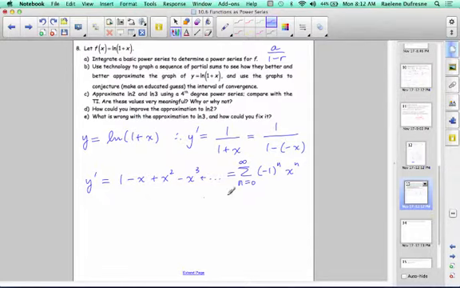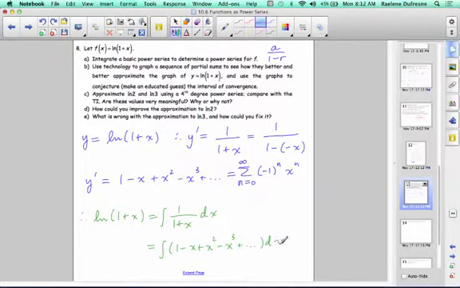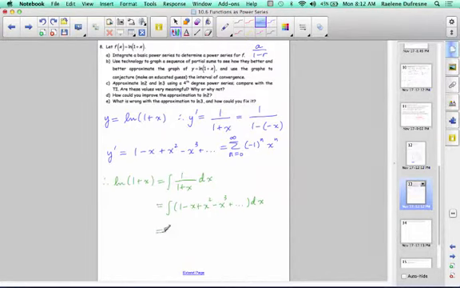And so from here, we want to take the antiderivative to get the ln of 1 plus x. So the ln of 1 plus x is going to be the antiderivative of 1 over 1 plus x dx, which is the antiderivative of 1 minus x plus x squared minus x cubed, etc., with respect to x, or the antiderivative of the series from n equals 0 to infinity of negative 1 to the n times x to the n, and then dx.